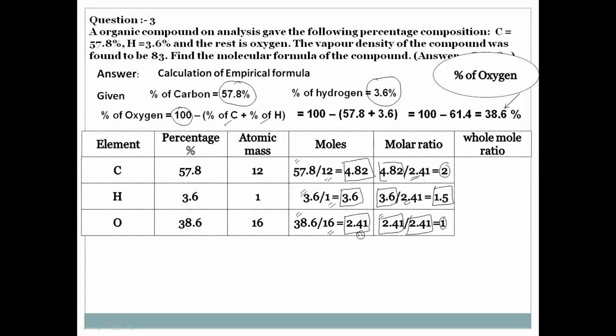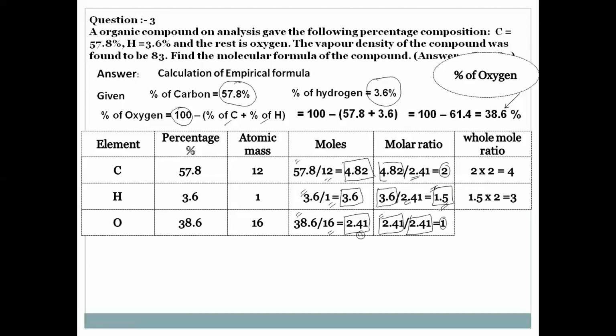In this case, the molar ratio comes in fraction. That is why we multiply all the molar ratios in such a way that this fraction value comes to be a whole number value. So 2 multiplied by 2, the value comes to be 4. It's a whole number. 1.5, which previously was not a whole number, when multiplied by 2, is converted into a whole number.